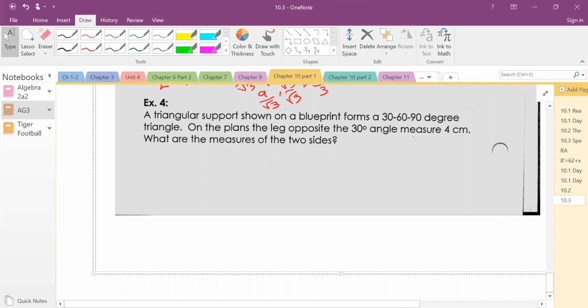See if I can leave this for you guys. I might make this an extra credit problem for those of you that watch the video. We'll see. Let me read it. A triangular support shown on the blueprint forms a 30, 60, 90 degree triangle. On the plans, the leg opposite from the 30-degree angle measures 4 centimeters. What does it measure? Oh my gosh.